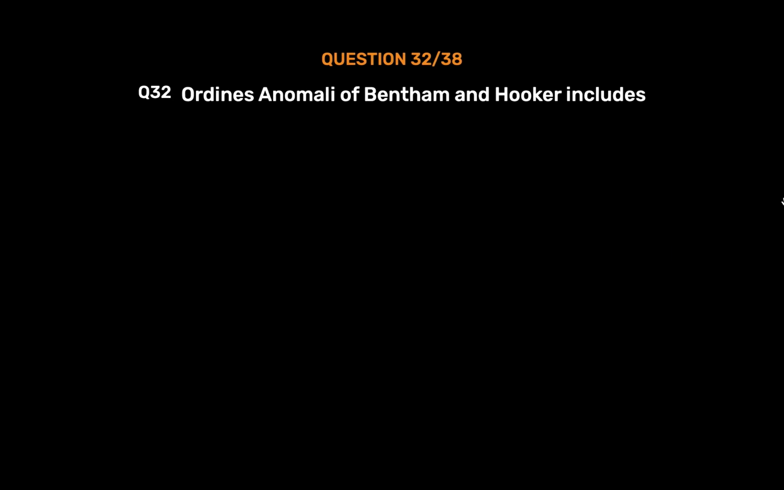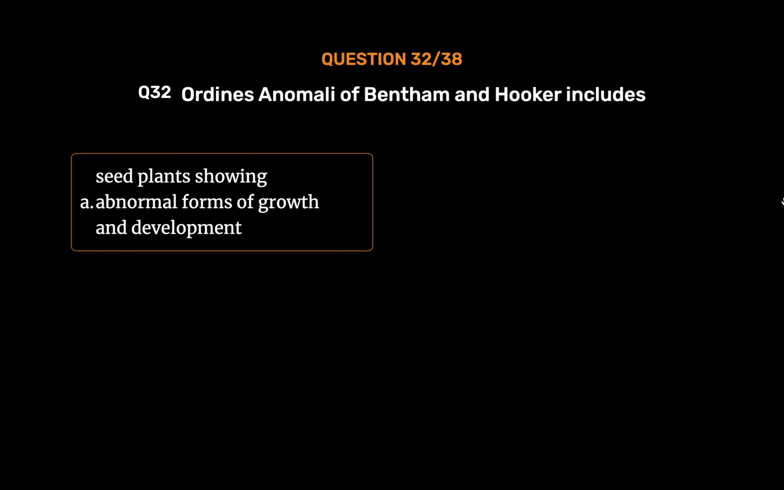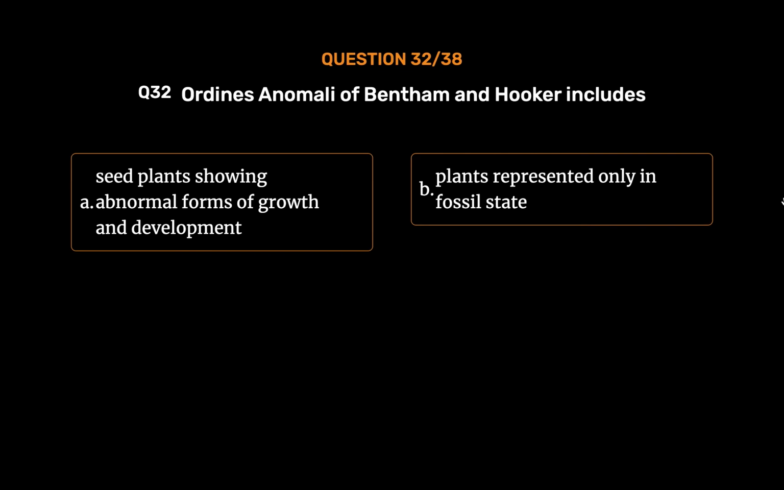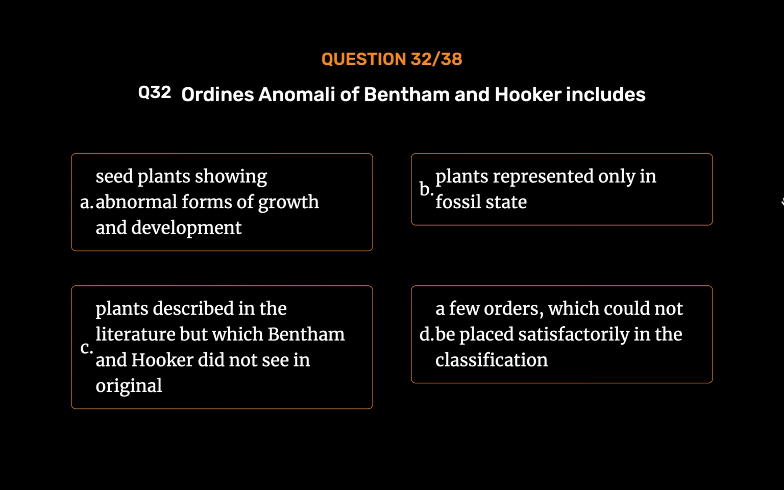Question number 32. Ordines anomalae of Bentham and Hooker includes Option A. Seed plants showing abnormal forms of growth and development. Option B. Plants represented only in fossil state. Option C. Plants described in the literature but which Bentham and Hooker did not see in original. Option D. A few orders, which could not be placed satisfactorily in the classification. The correct answer is Option D. A few orders, which could not be placed satisfactorily in the classification.